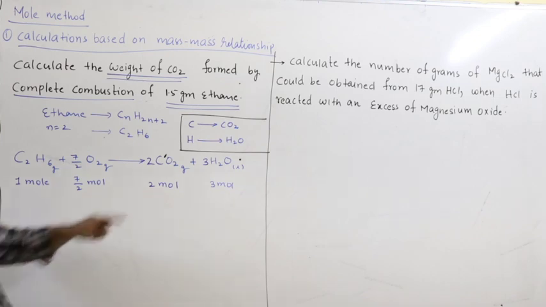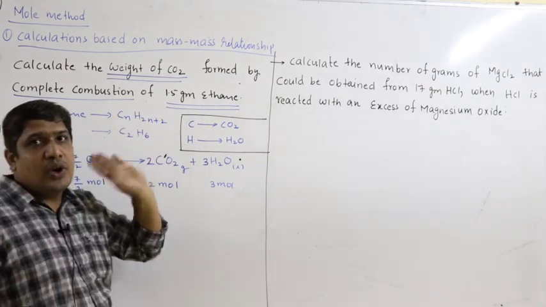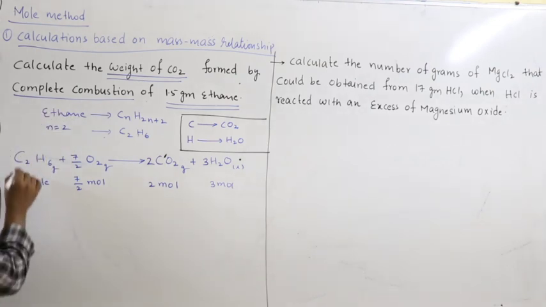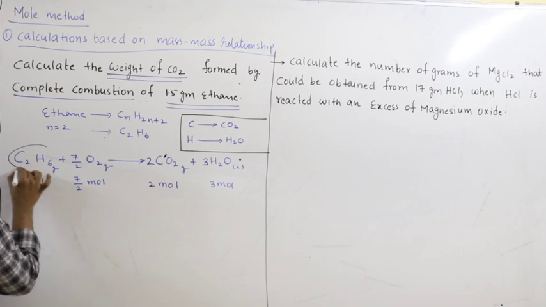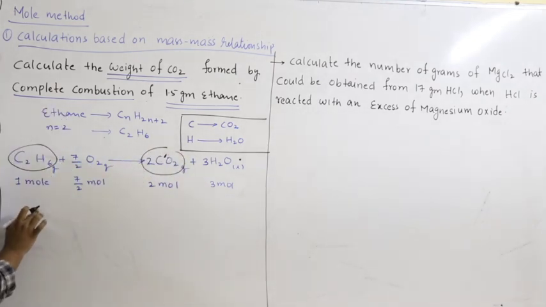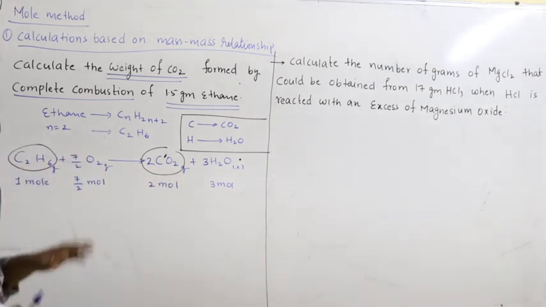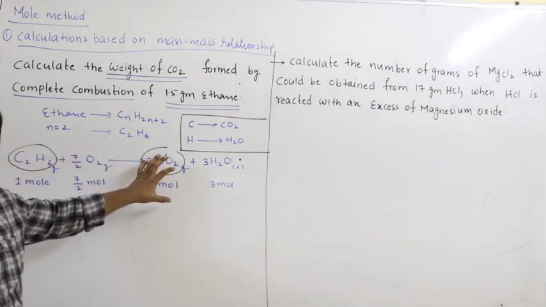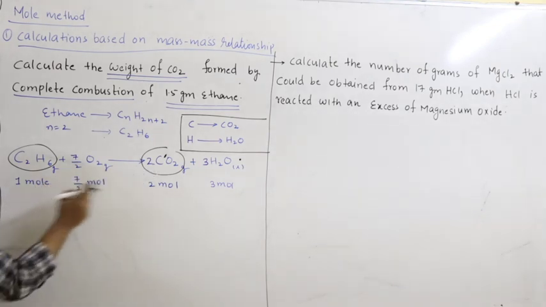Next, come back to the problem. The mass of ethane is given, mass of CO2 we have to find. Identify these two. This is ethane and this is CO2. Mass of this component is given, mass of this component has to be calculated. Mass of a component is given, mass of other component has to be calculated. In order to solve this, you require mass-mass relationship. So convert these 2 moles into mass.